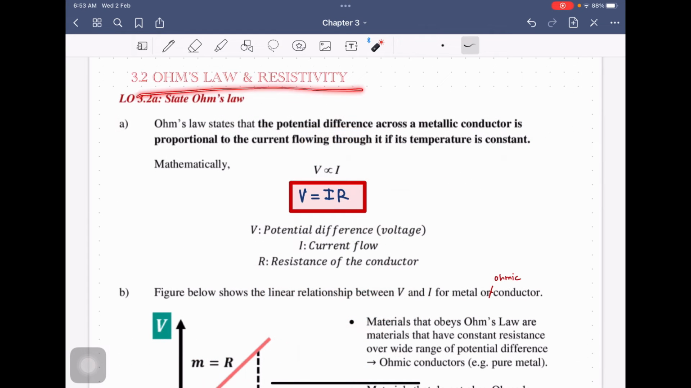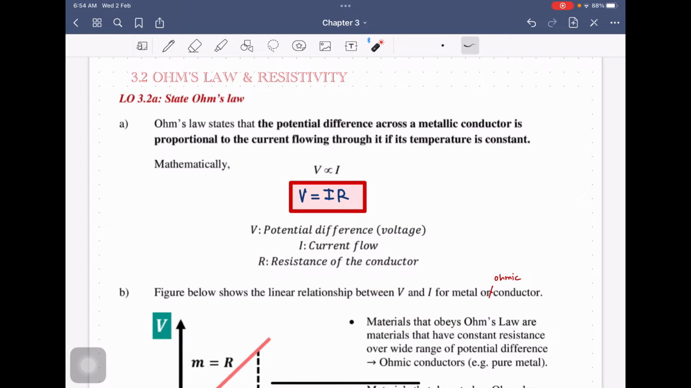Baiklah, seterusnya kita akan lihat kepada subtopik yang kedua, which is Ohm's law and resistivity. Okay, the learning outcome yang pertama adalah state Ohm's law. Okay, apa itu Ohm's law? Ohm's law states that the potential difference across a metallic conductor is directly proportional to the current flow through it if its temperature is constant.